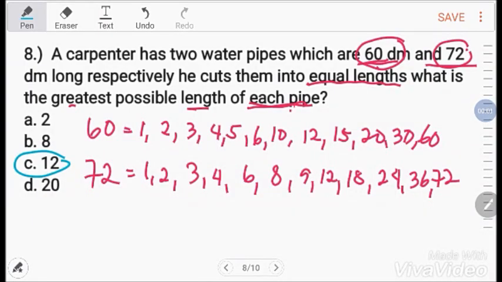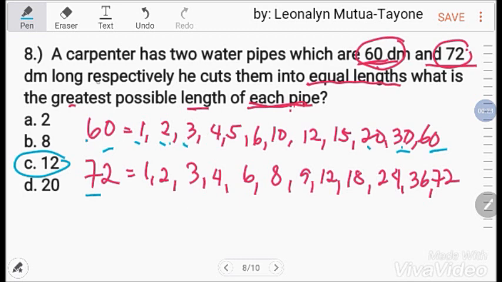So again, another way, ilagay mo lahat ng mga factors ng 60 at ng 72. Paano mo i-identify yan? Mag-umpisa ka sa 1. Yung 1 may pares na 60. Tapos, i-divide mo ng 2. Ang 2, yung pares mo ay 30. Bali, 3 times 20, that is 60.